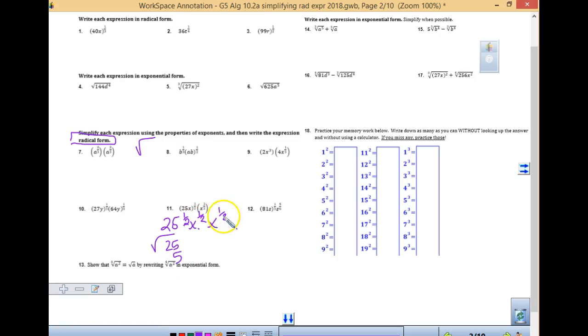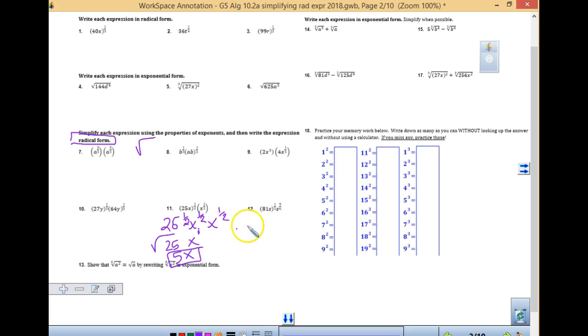You have x to the half and x to the half. When the base is the same, we add the exponent. So x to the 2 halves, or x to the 1, is just x. We're not going to have a square root. Even though it says put it in radical form, we're not going to have one.